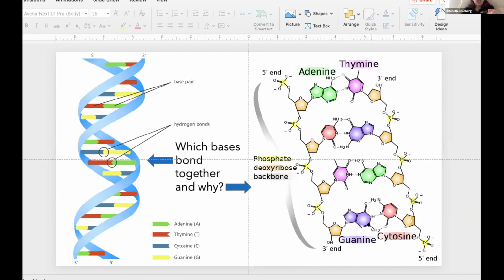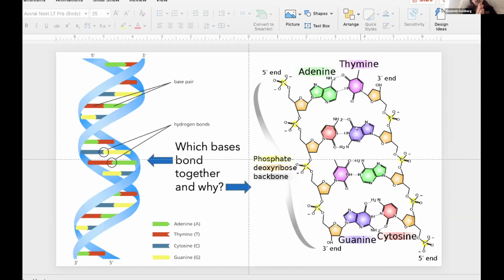I want you to figure it out using the chat feature, but this time I want you to do a private chat. So I want you to select the blue box under the chat feature, and I want you to select Elizabeth Goldberg. So now it's just going to show up to me. It's not going to show up to the group. And we're going to see if you can figure out, look at this image, what's going on. See if you can answer the why. Why does adenine always bond to thymine? Why does it never bond to guanine? Why does it never bond to cytosine? Let's see who can figure it out.